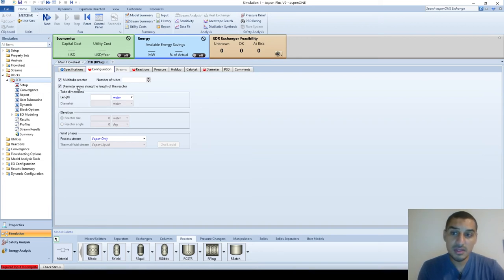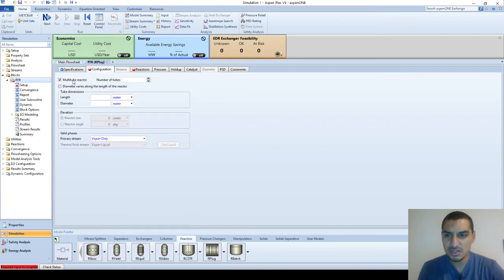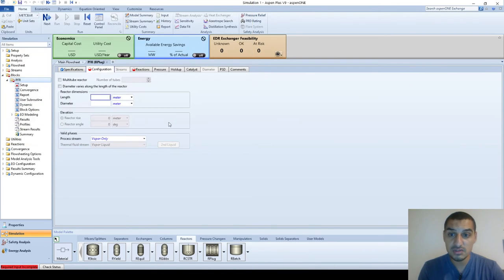You can assume that the diameter changes with the length of the reactor. This is not a common case, and in this case you would have to define how the diameter changes with the length, but I'm not going to choose this. I'm going to assume it's a single tube reactor. I don't have any specifications related to the tube dimensions, so I'm going to put in dimensions myself. I'm going to assume it's 1.5 meters in length and 0.25 meter in diameter.